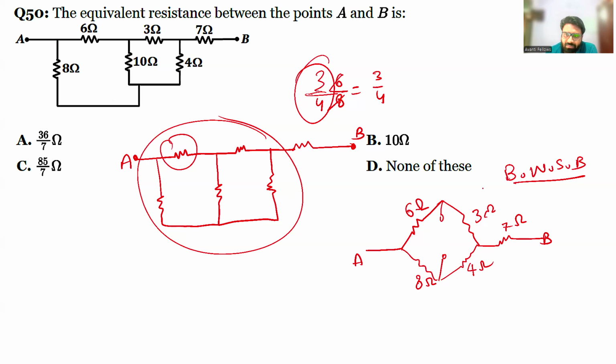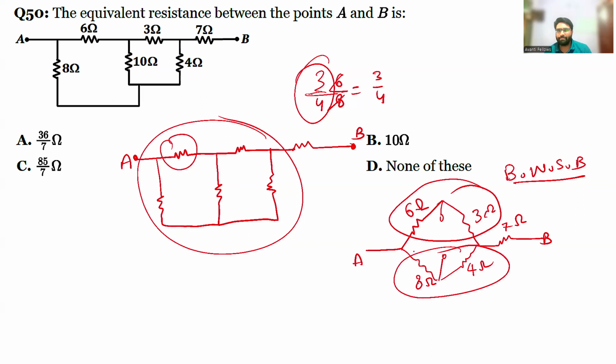So it's very simple now. These two resistances are in series. These are also in series. Then they are in parallel, and then they are in series. For this series, 6 plus 3 is 9, and here 8 plus 4 is 12 ohm. So this is 9 ohm, and this is 12 ohm. Again, they are in parallel, and then they are in series with 7 ohm.